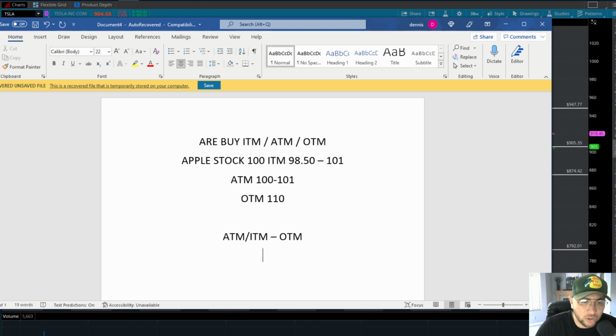Let's say the contract costed you $100. Potentially you would be making 20, 30, $40 on that one options contract versus if you did buy an out of the money contract and let's say you get that same $2 to $3 move on Apple, that contract might go from say $25 to maybe $35. So there's a big difference in level of risk.